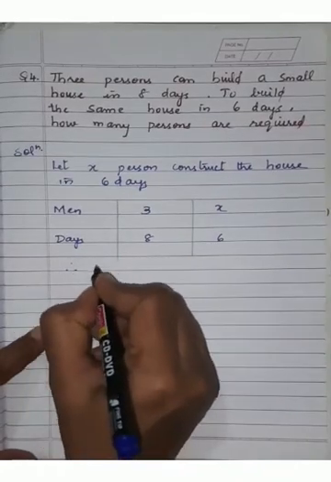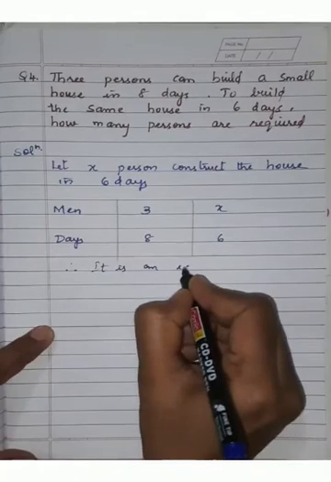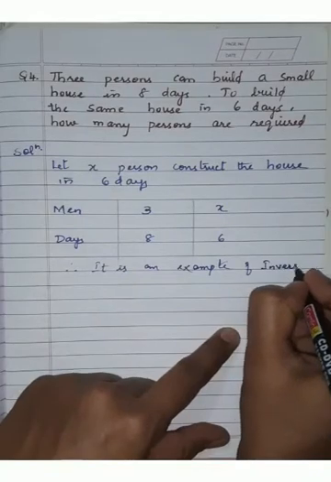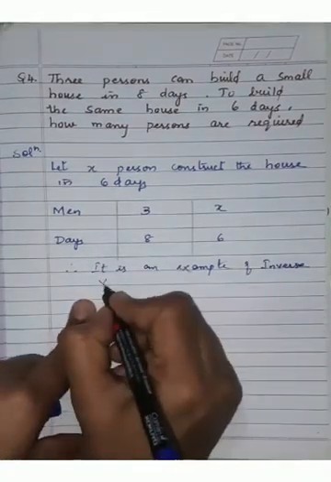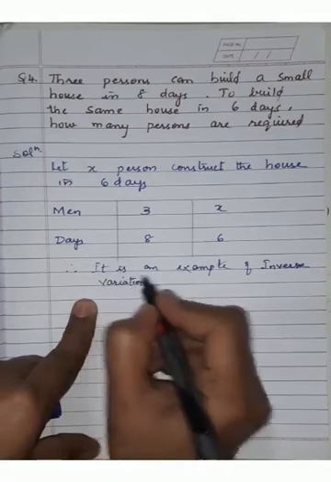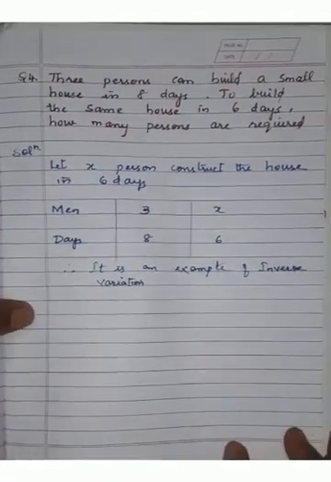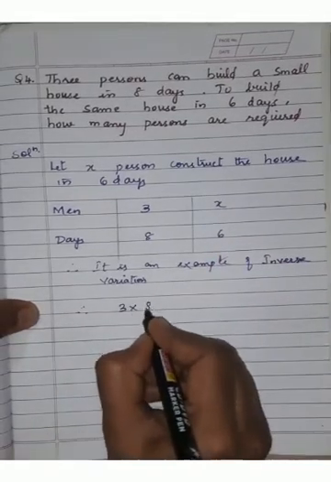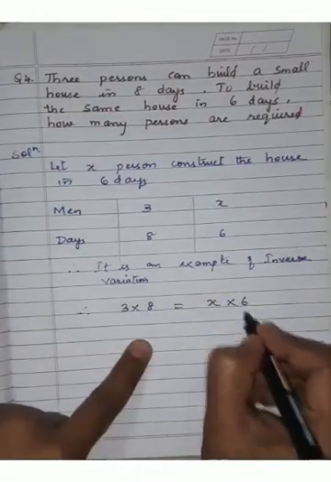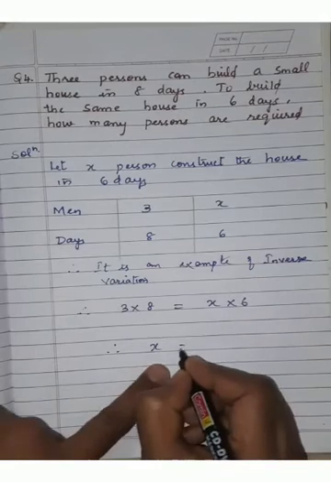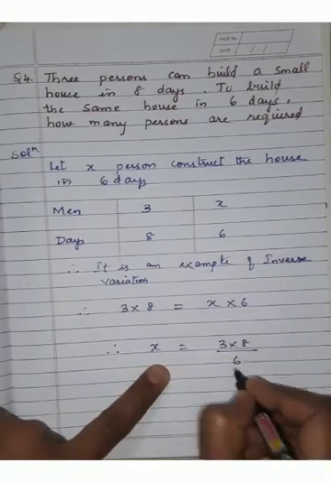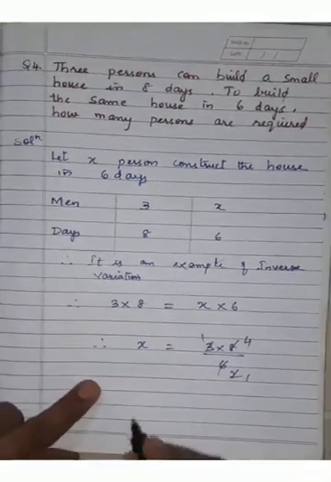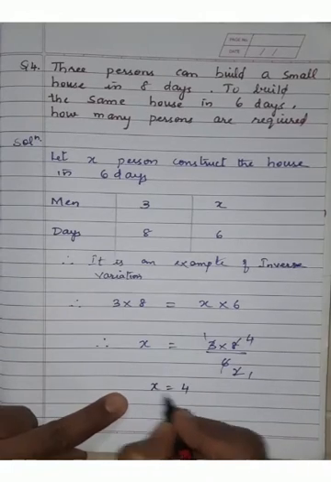Therefore it is an example of inverse variation. And in inverse variation, children, you know that the product of the two quantities is constant. Therefore 3 multiplied by 8 is equal to x multiplied by 6. Therefore the value of x will be 3 multiplied by 8 upon 6. So 3 1s are 3, 3 2s are 6, 2 1s are 2, 2 4s are 8. So we get the value of x as 4.